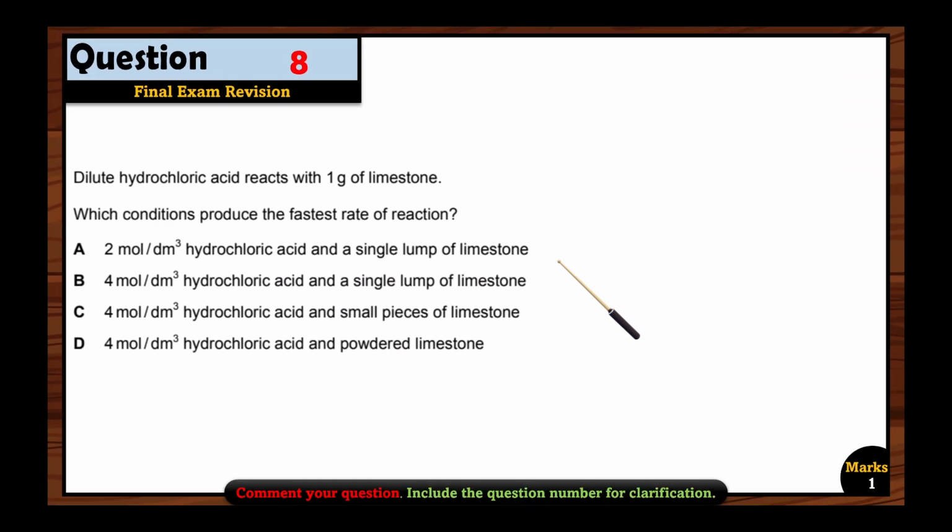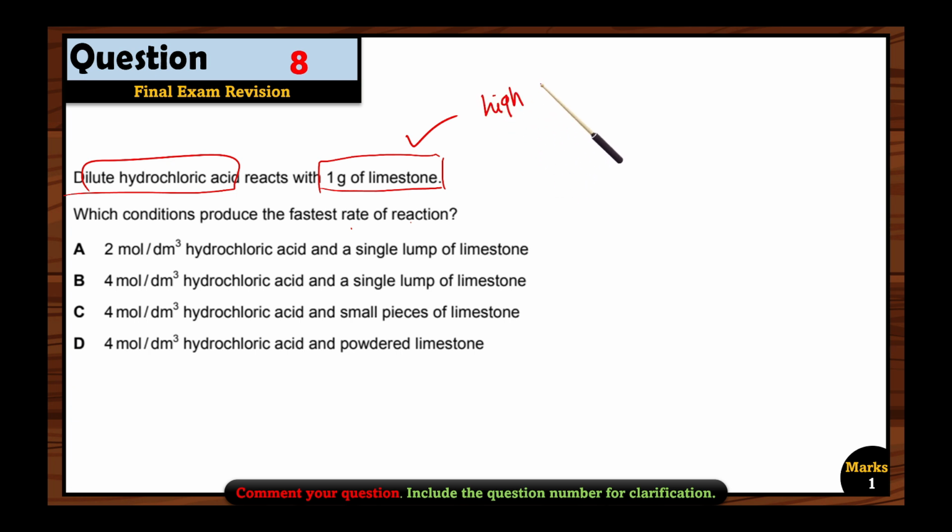Question 8. Dilute hydrochloric acid reacts with 1 gram of limestone. Which condition produces the fastest rate of reaction? So now we are using dilute hydrochloric acid, and then we have another reactant, which is a solid. For a solid, if you want to increase the rate of reaction, it should have a high surface area, right? How can we get more surface area? If the particle size of the limestone is smaller.